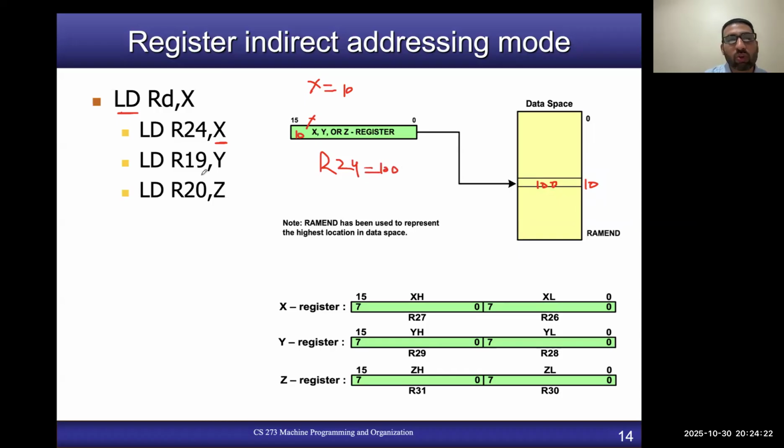Same is true when you say load R19, Y. You are saying, go to the address which is pointed to by the value of register Y, read the value from that location, and put it in R19. And same here with Z.